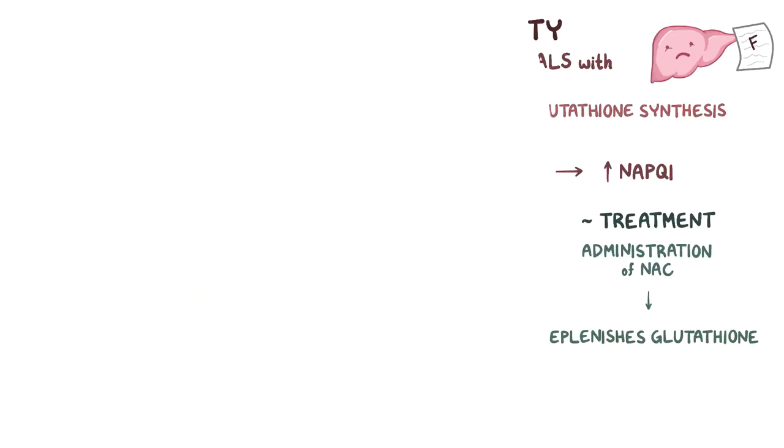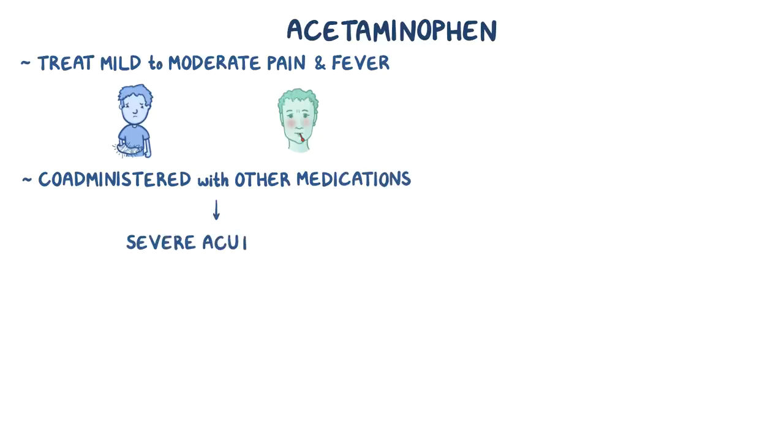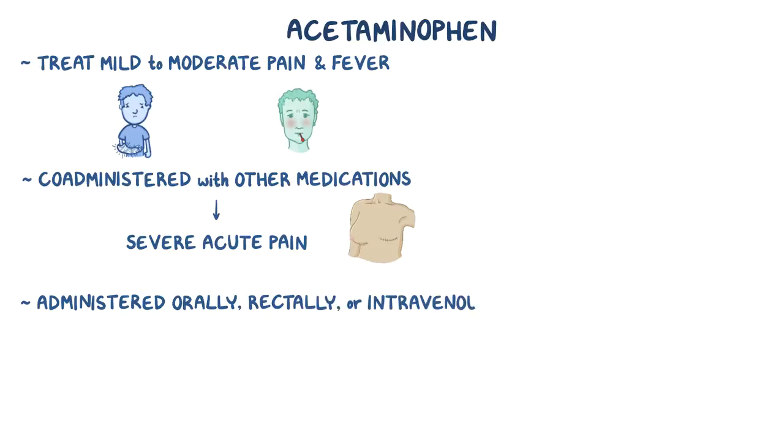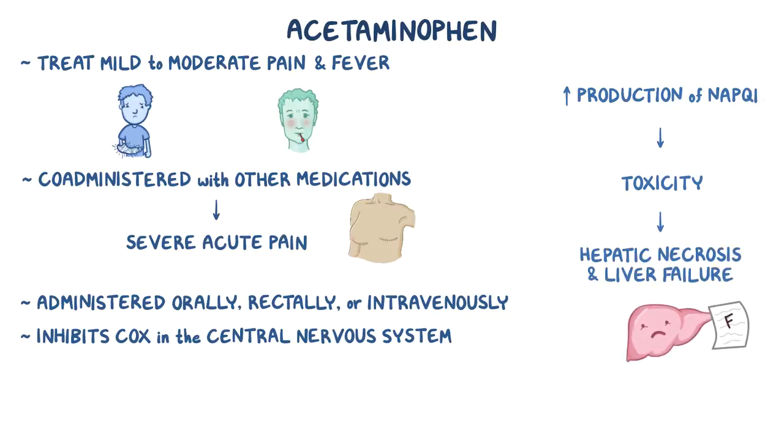Alright, as a quick recap, acetaminophen, also known as paracetamol, is mainly used to treat mild to moderate pain and fever, but it can also be co-administered with other medications to treat severe acute pain. Acetaminophen is administered orally, rectally, or intravenously, and it works by reversibly inhibiting COX in the central nervous system. Finally, acetaminophen toxicity is caused by an increased production of NAPQI, which results in hepatic necrosis and liver failure, and it's treated by administration of N-acetylcysteine.